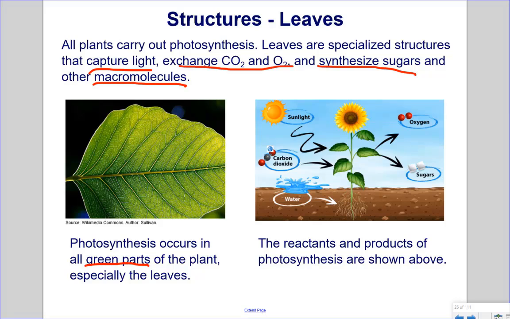The reactants and products of photosynthesis are shown in this diagram. Sunlight is being captured by the leaves, as well as carbon dioxide, and water is being absorbed through the roots. Oxygen is released as a byproduct, then sugars are used for the plant's structure as well as for energy.